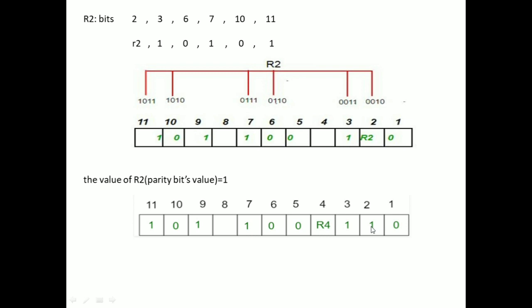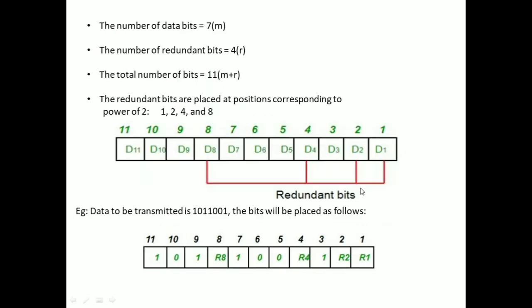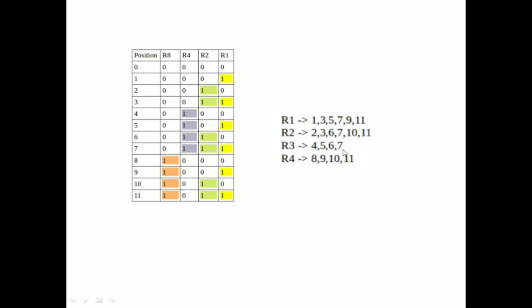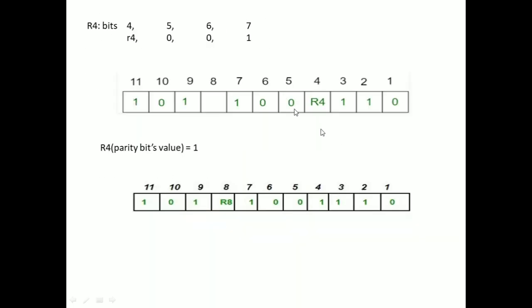So what do we have to find out next? We have to find the value of R4. Similarly for R4, which bit positions will we check? 4, 5, 6, 7. At the 4th position we have R4. At the 5th position we have 0. At the 6th we have 0. And at the 7th we have 1. We are following even parity, so how many ones should there be? Even. But here there is only one 1, which is odd. So to make it even, we have to add another 1. So the value of R4 will be 1.